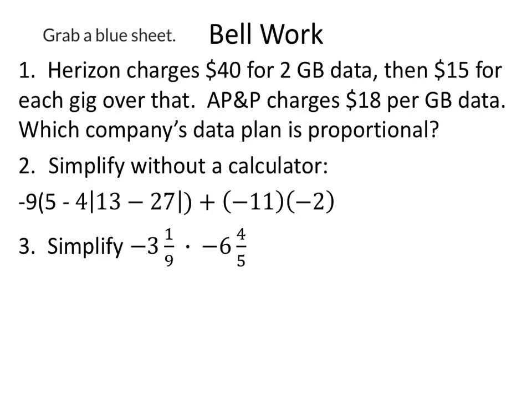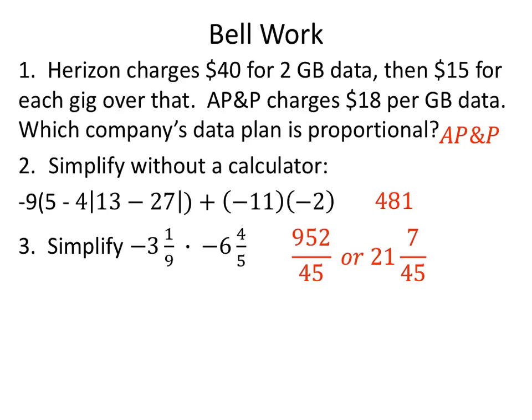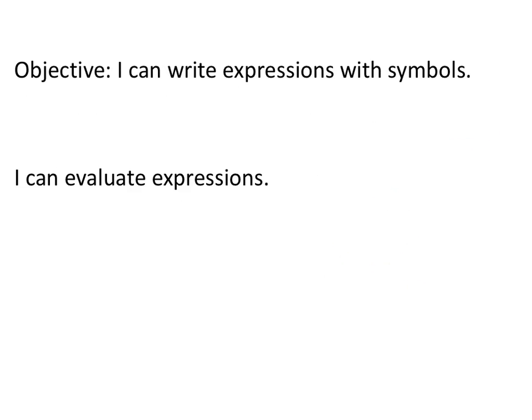So there's our bell work. Hopefully you guys have the blue sheet by now. And there's our answer. So A, P, and P was proportional. And then if you simplified that, even with a calculator, you should get that answer. But the calculators won't do the absolute values. And then simplifying those mixed numbers, just multiplication. And yeah, the calculator will do that for you as well.